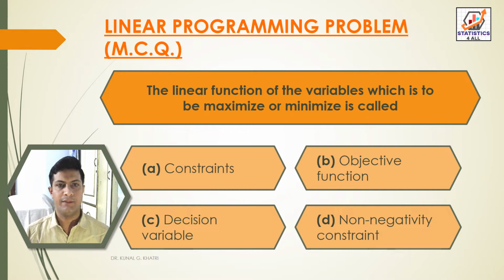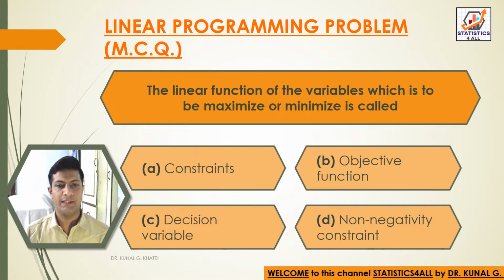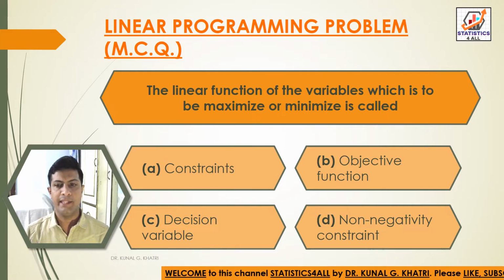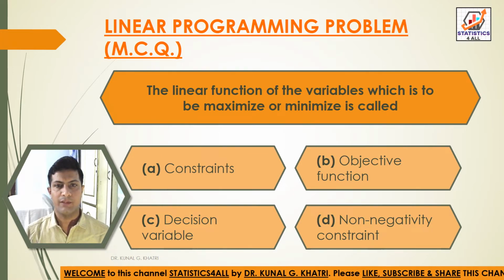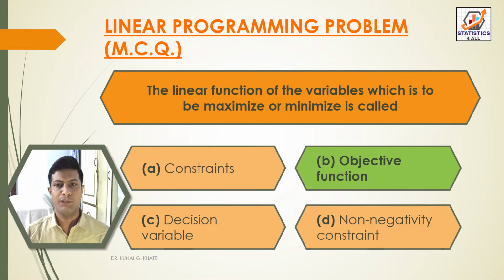Next question, the linear function of the variables which is to be maximized or minimized is called option A, constraints, option B, objective function, option C, decision variable, option D, non-negativity constraint. So here we have answer option B, objective function. The linear function of the variables which is to be maximized or minimized is called objective function.